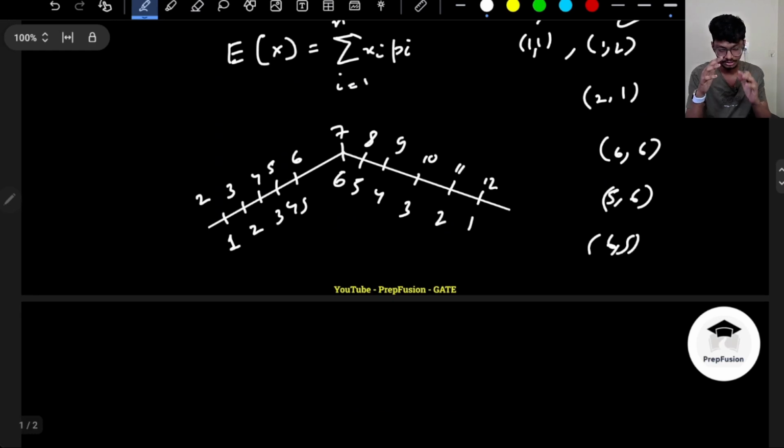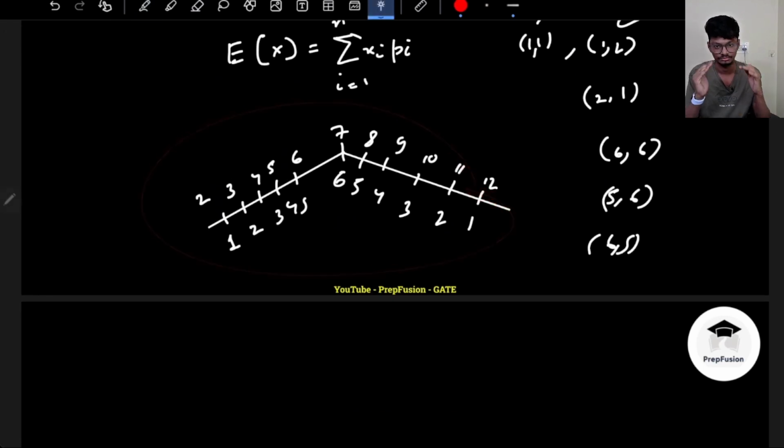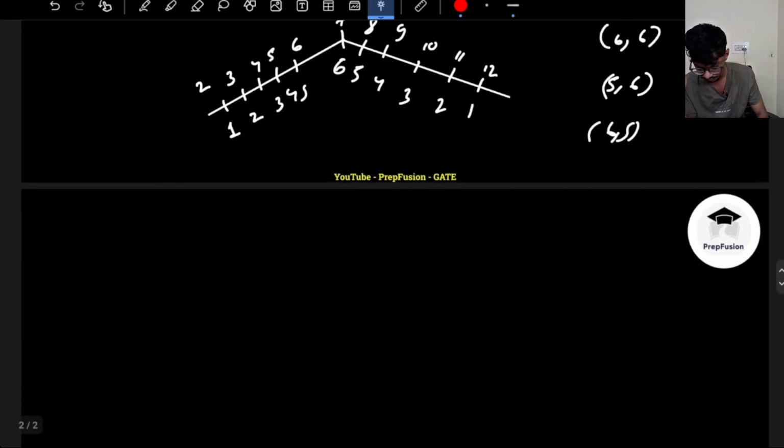The sum of the dice and how many times each sum can happen. You can just write this triangle, something like this, on your rough pad during the exam, and then from here you can solve directly.